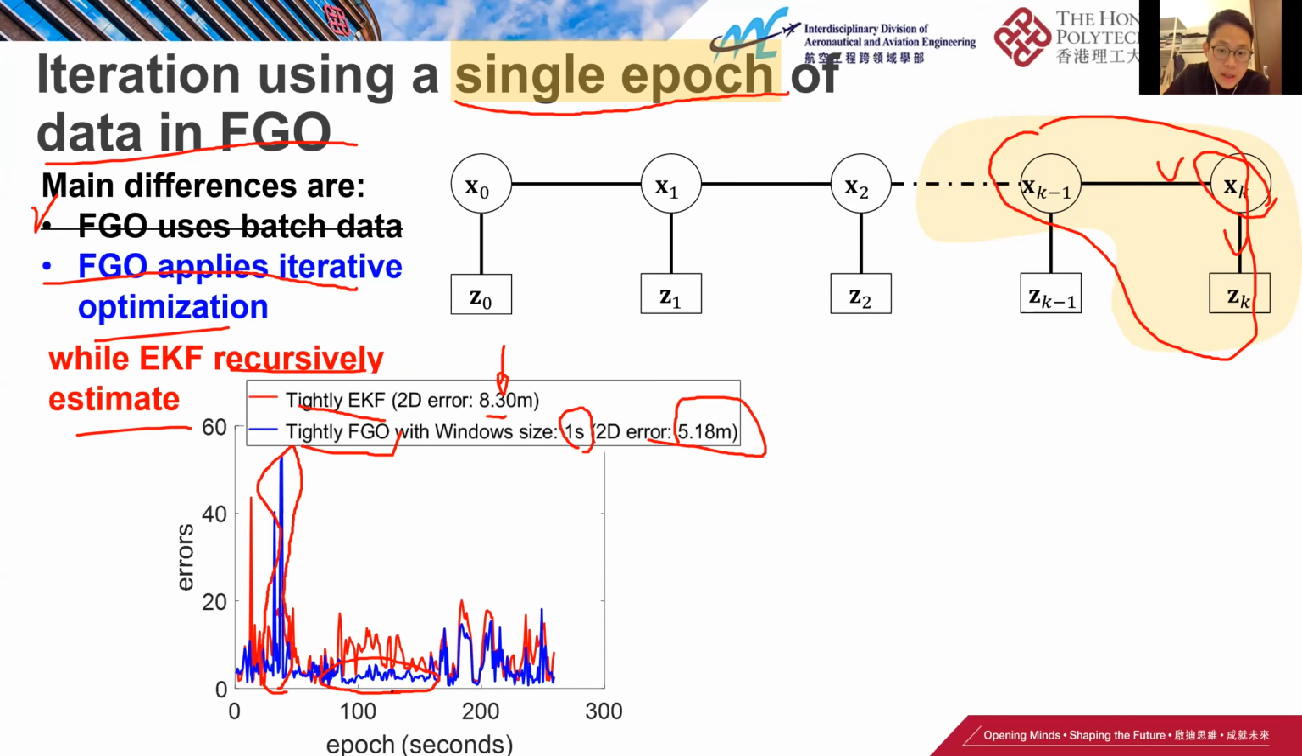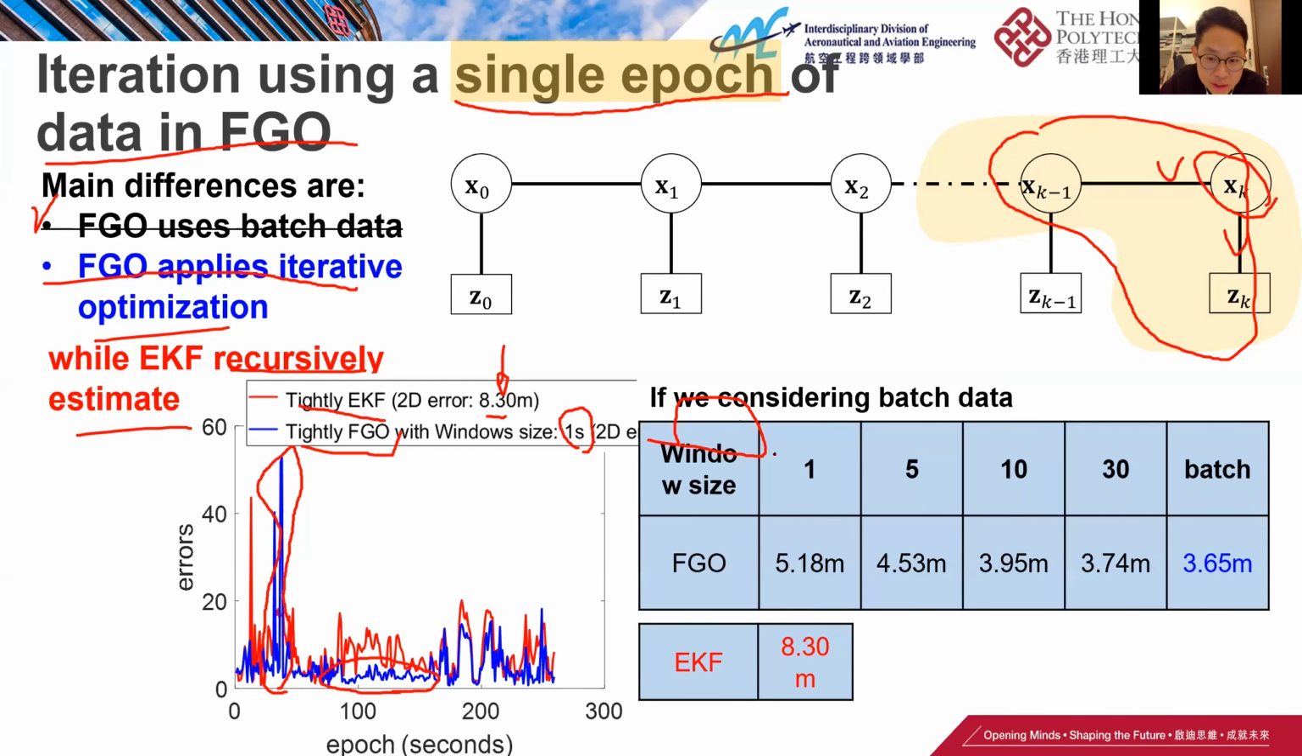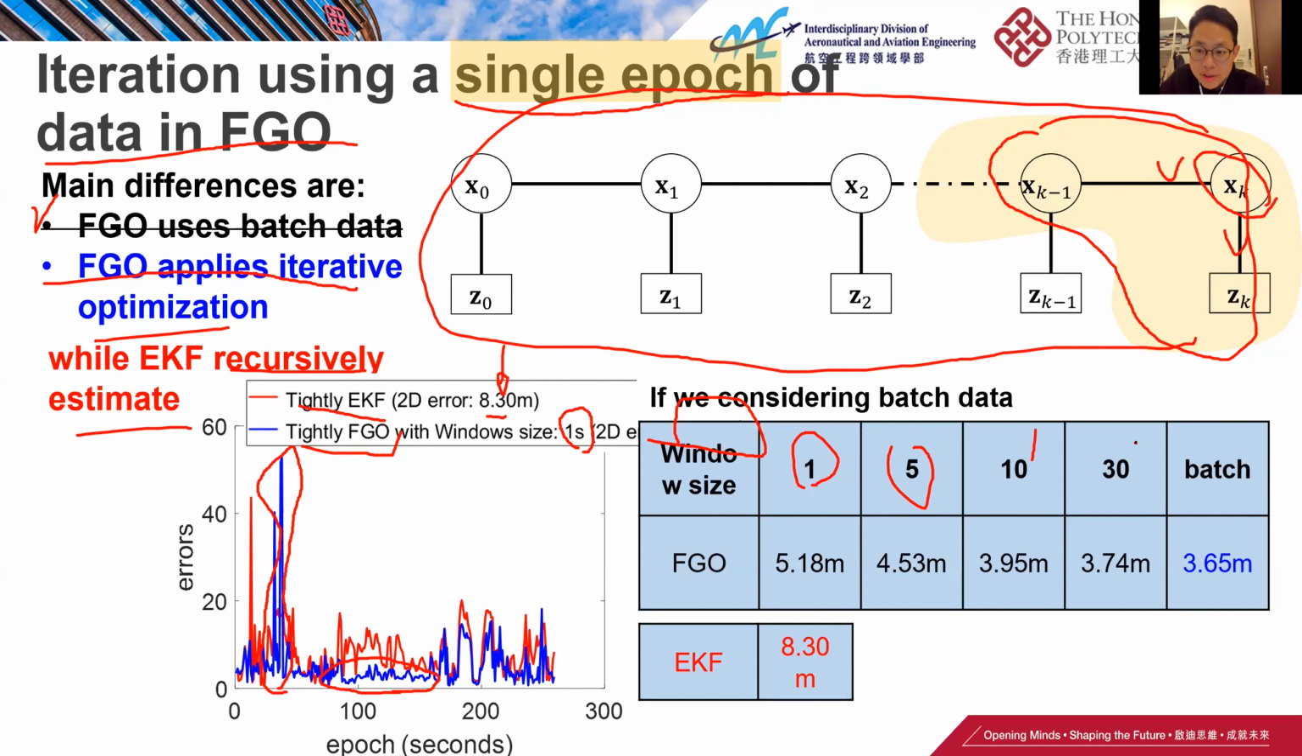If we keep increasing the window size from 1, which is the single epoch solution, to 5 seconds, 10 seconds, 30 seconds, all the way to the batch, this is how the performance improves, from 5 meters to 4.5 to 3, and it doesn't really improve much after you have a window size of 10. So both advantages make the FGO outperform EKF.